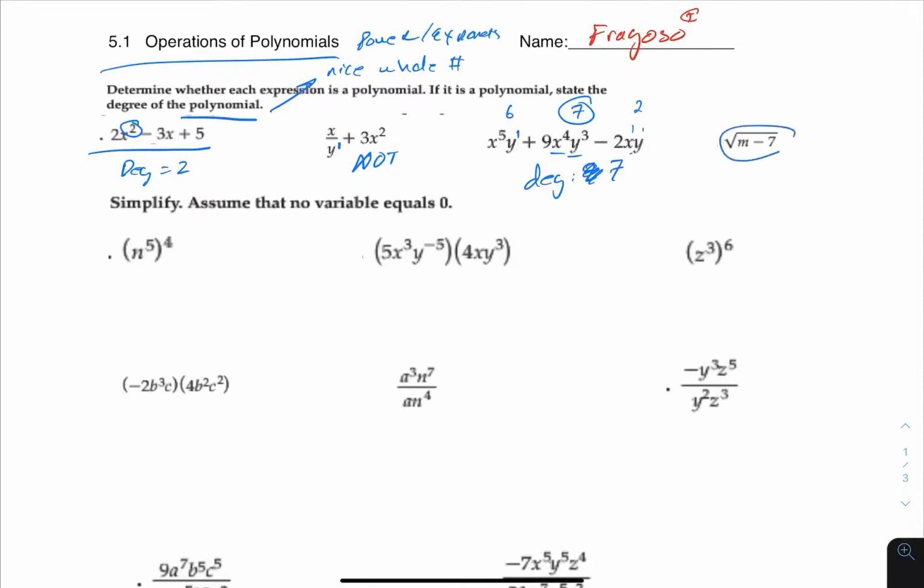Over here, a square root power, we'll learn this more later, is a 1/2 power. It's a fraction power. So that's no good either. So that's also not a polynomial.